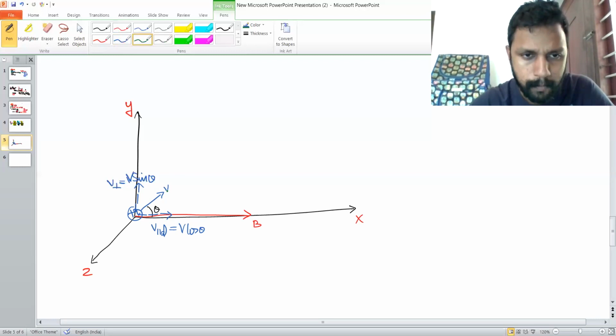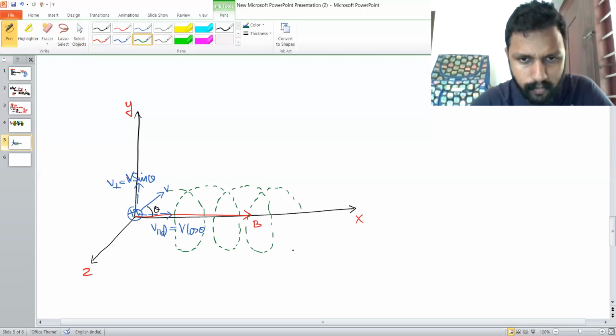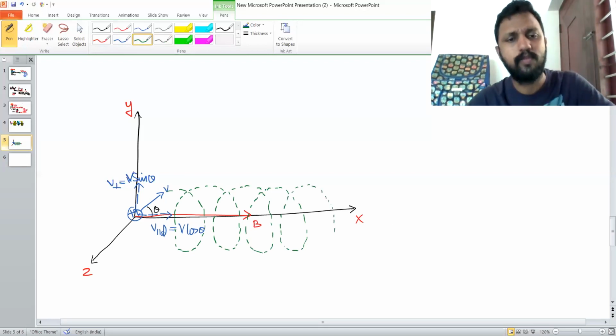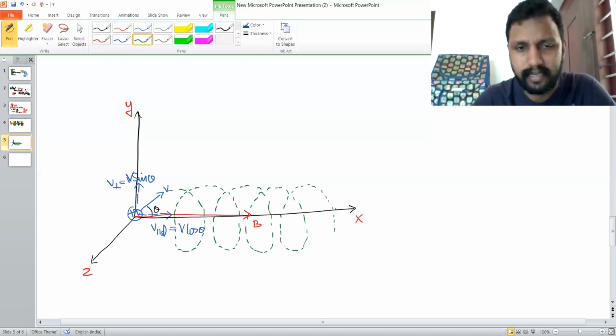Let me draw the path. That is, the charge particle will move in a helix like this. Assume that we are having a spring. Spring കണ്ടിട്ടില്ലേ? സ്പ്രിങ്ങിന്റെ രീതിയിൽ it will move in a helix like this.